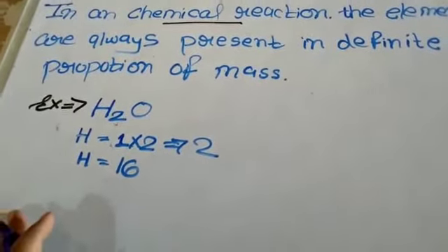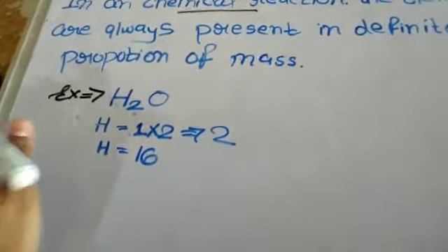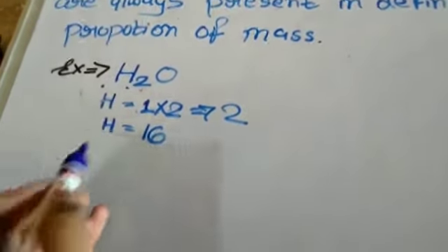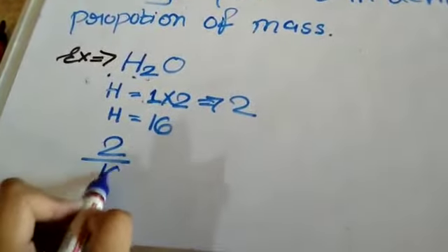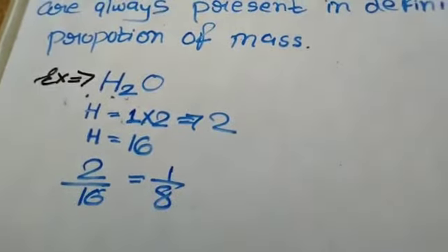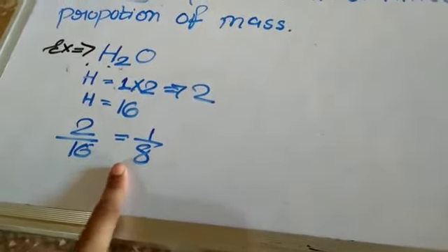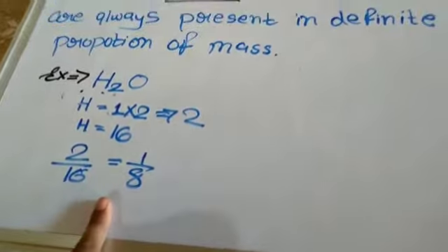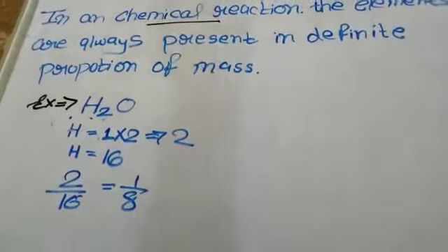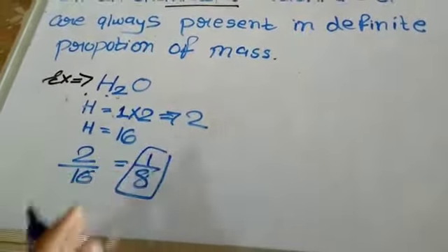In the first law we took an example of water, so in this we also take water. Water consists of hydrogen and oxygen. So we got 2 upon 16. After dividing, we got 1 upon 8. So it means to make water, I need 1 gram of hydrogen and 8 grams of oxygen. Then water will be produced. Whether I take it from a pond or a river, the 1 upon 8 ratio is required.